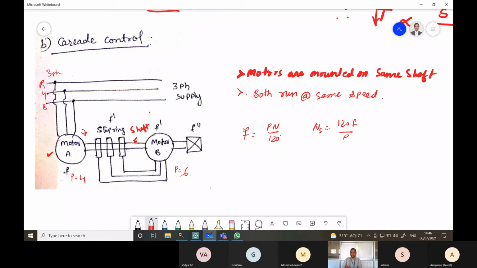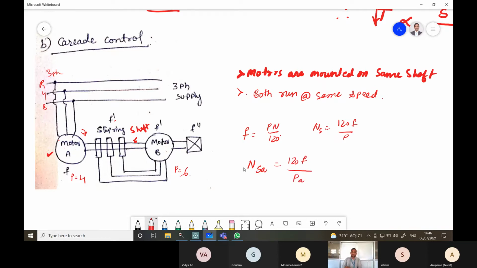And what about the frequency? The frequency is going to change. The supply frequency is represented by f, and the rotor frequency is represented by f dash. That same f dash is given to motor B. Main motor A and the auxiliary motor are both running separately. NsA, the synchronous speed of motor A, is equal to 120 f by PA.